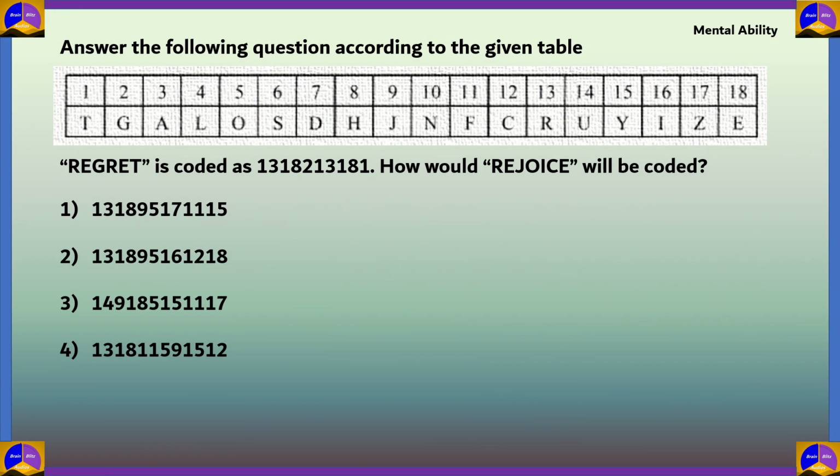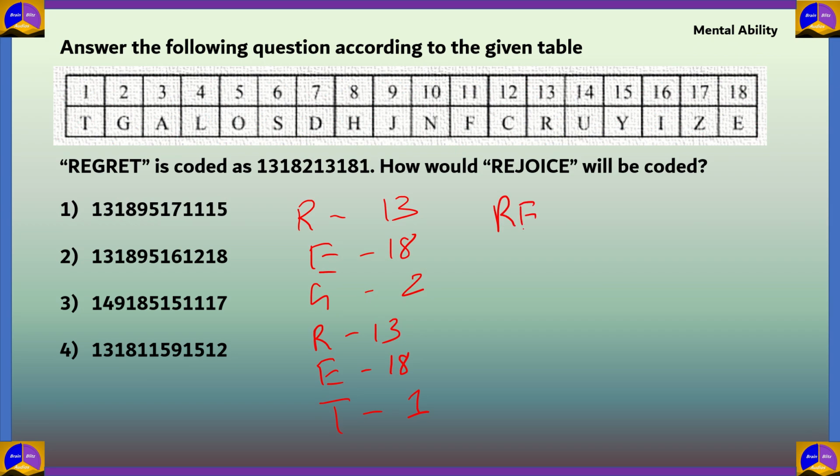Answer the following question according to the given table. Regret is coded as 1318213181. How would rejoice be coded? Now let's look at the connection between regret and the number given in the question. Now if we look at the values of the letters of regret, R is 13, E is 18, G is 2, R is 13, E is 18, and T is 1.